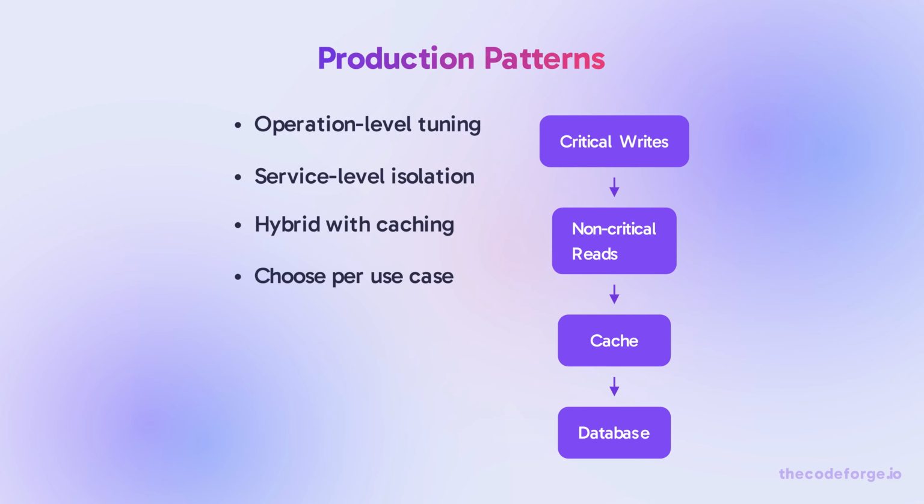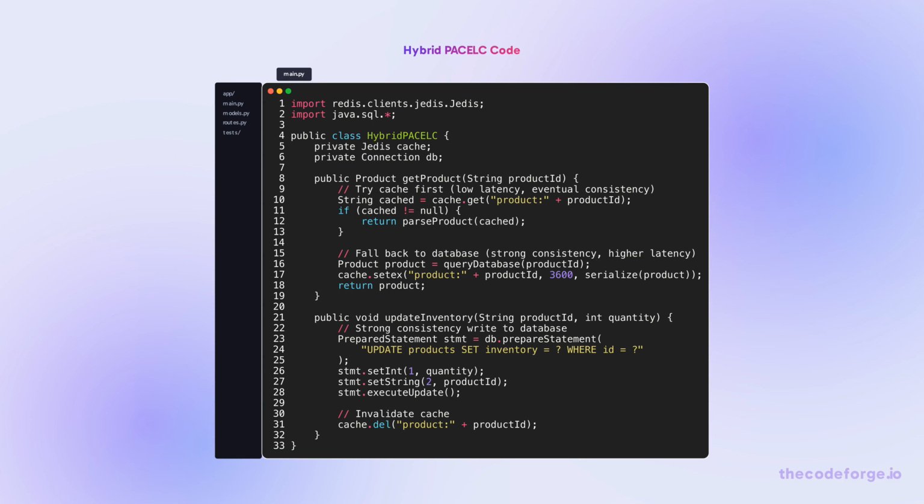Three patterns: tune consistency per operation, isolate services by PACELC requirements, or use a hybrid with a strongly consistent database and a cache for low latency reads. I've used the hybrid pattern in a high-traffic e-commerce site. Product details are served from Redis for low latency, but inventory updates go directly to PostgreSQL for strong consistency. The cache is invalidated on write to prevent stale data.